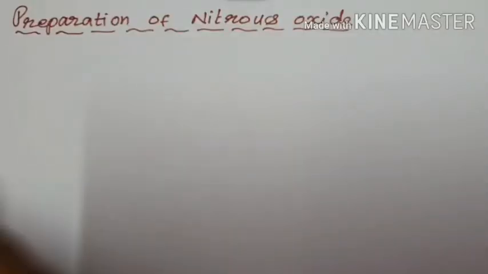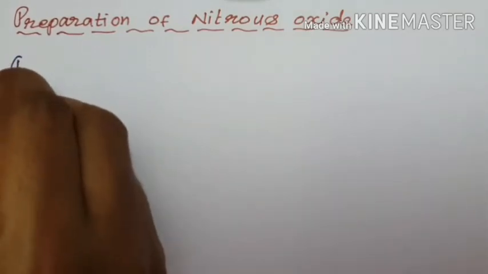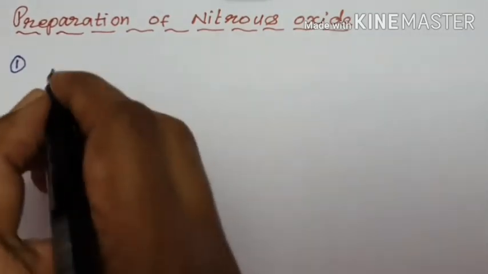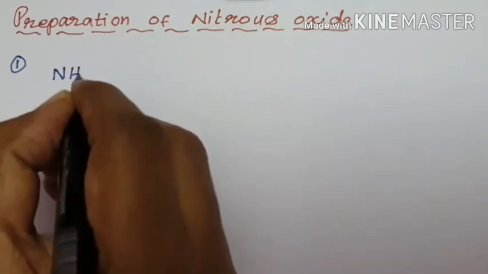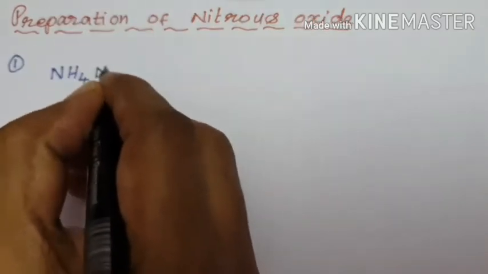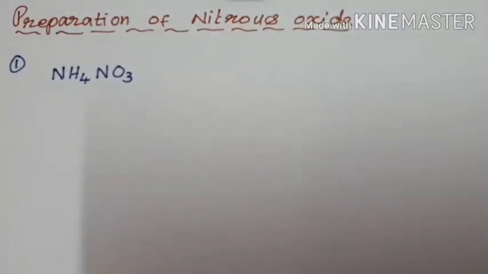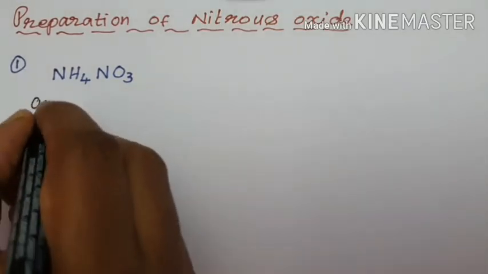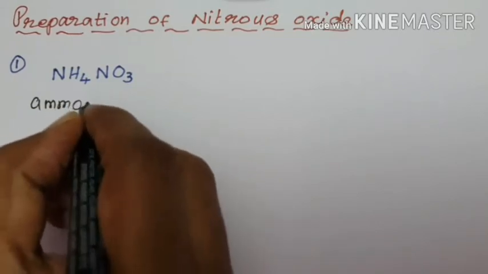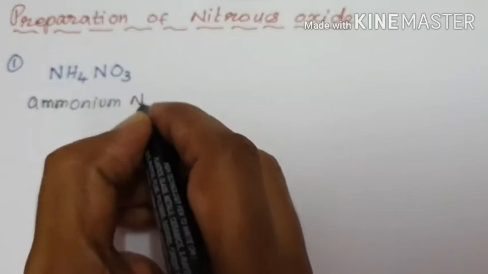Preparation of nitrous oxide. The first method is ammonium nitrate. Molecular formula NH4NO3. NH4 is a positively charged ion. This is your ammonium nitrate.